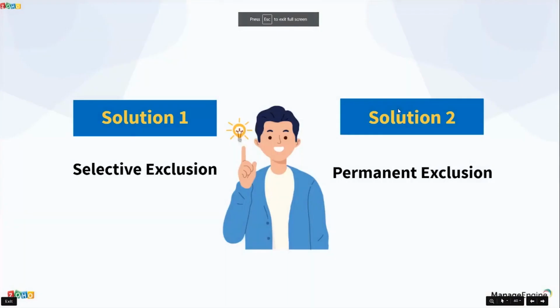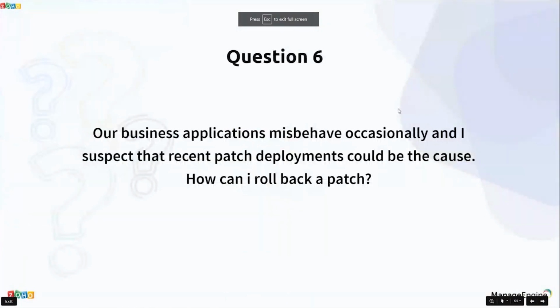Let's see what the next question is. Our business applications misbehave occasionally, and I believe it is caused due to the recent patching activities. So how can I roll back a patch in that scenario?